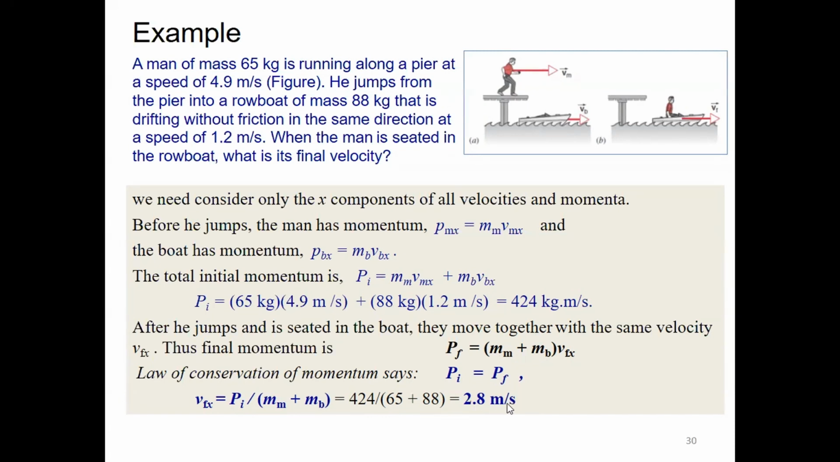Now the boat is moving at a higher speed. The initial speed was 1.2 meters per second, which was a low speed for the boat. Now it is more than twice the velocity because the man has jumped onto it. Again, we say that this kind of momentum transfer has taken place because of the jump.